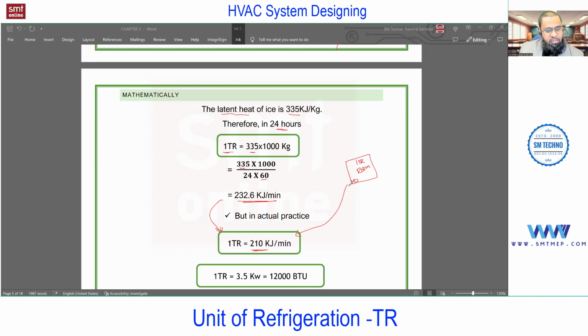You see, what we learn is that 1 ton of cooling effect is what? When you melt 1000 kg of ice. So the cooling effect produced by 1000 kg of ice is 1 ton. Same, if you want to produce the cooling effect which is produced by melting 1000 kg of ice with cooling equipment, the rate of heat extraction should be 210 kilojoules per minute.